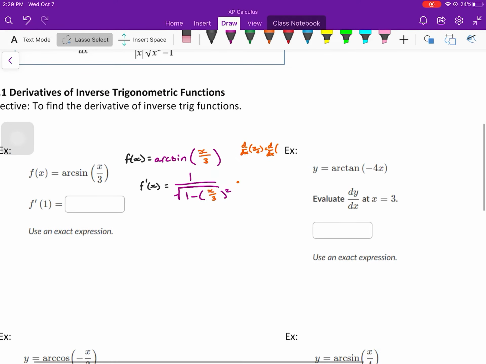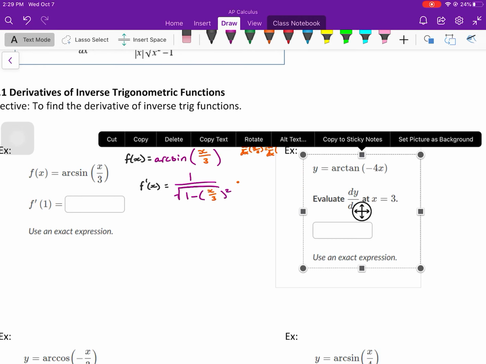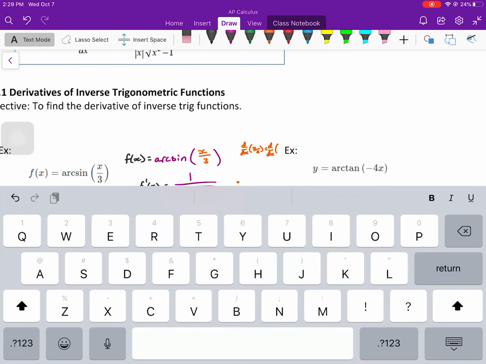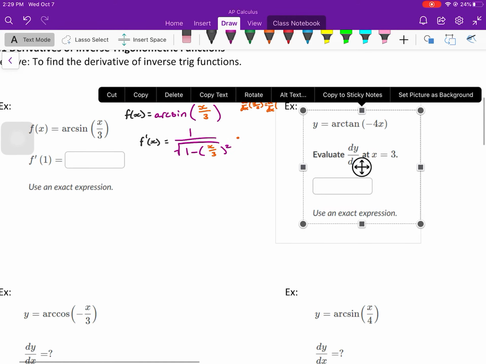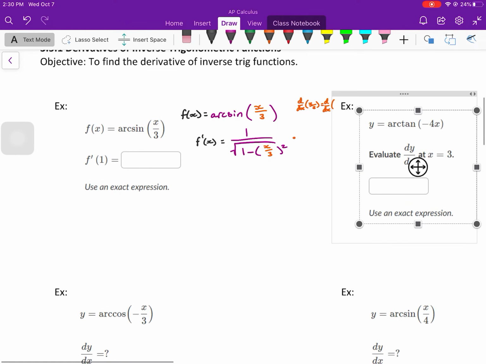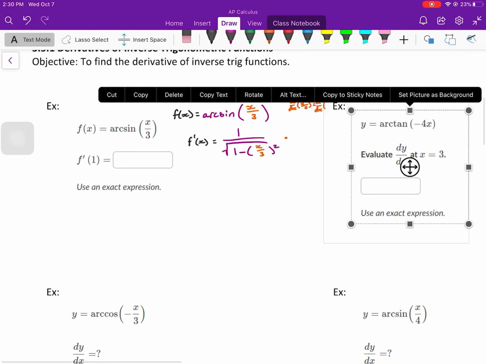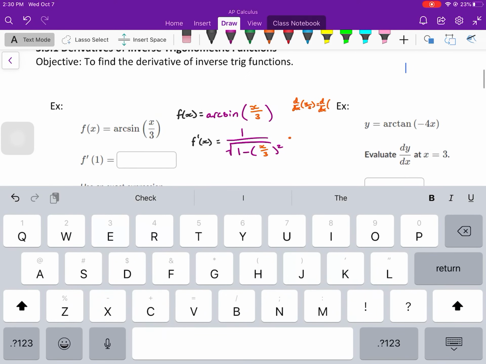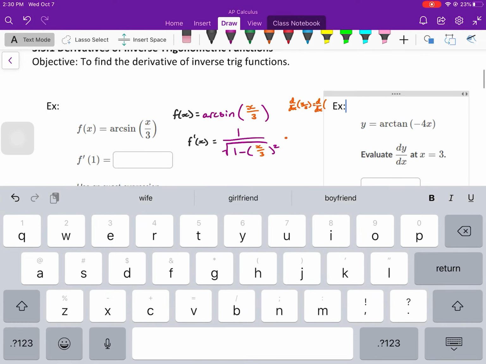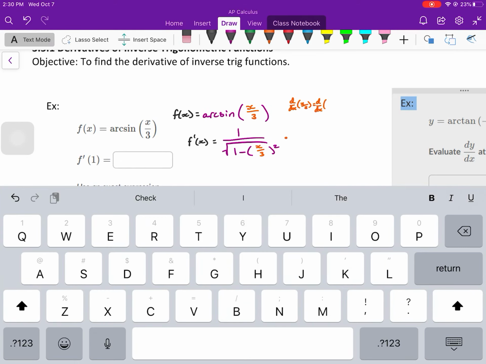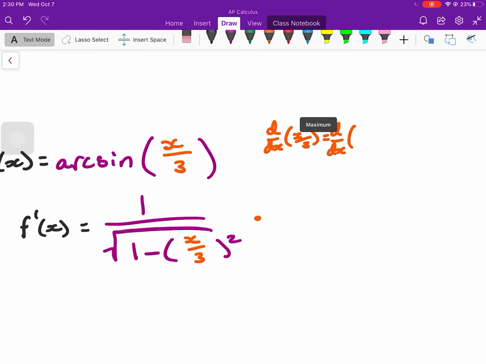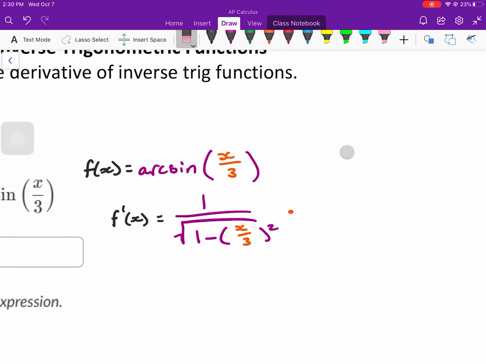Honestly, I just need to make some more room here. It's going to be like that on me today. There we go. All right. Now I have more room.